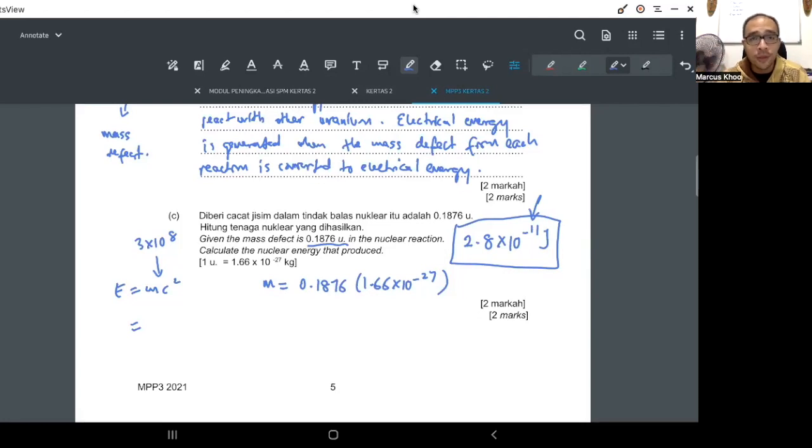Even when we're talking about photon energy, it's also a very small number because there's one photon only, and a photon is very tiny. So don't be surprised if your energy is times 10 to the power negative something. That's a very normal number.